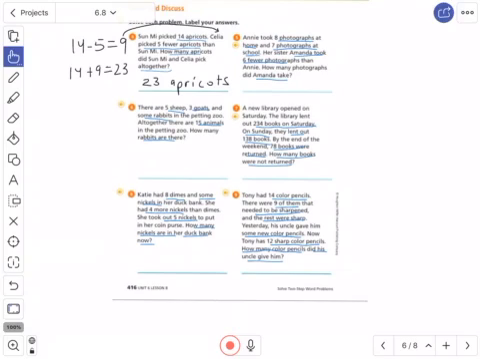Go ahead and solve these problems. When you are done, come back and check against my thinking.